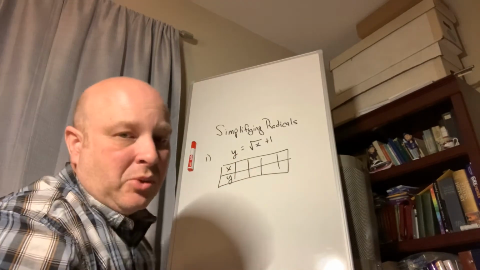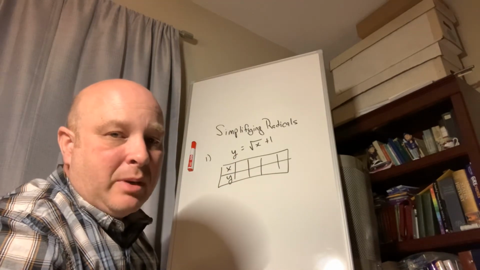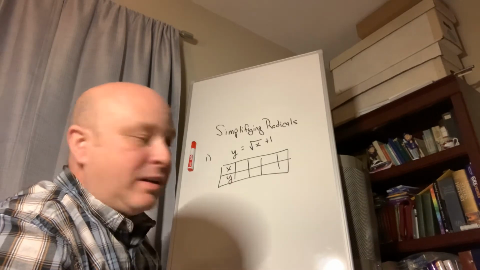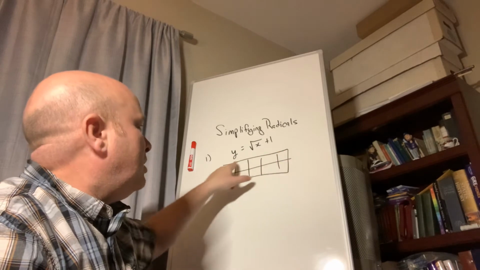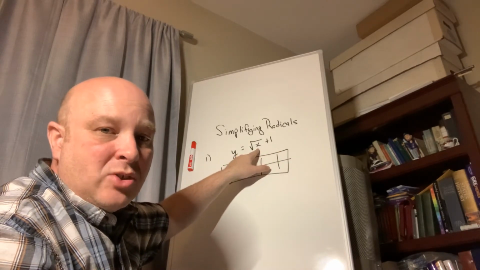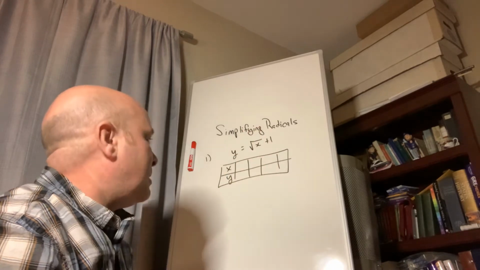This is what my table is going to look like. I'm going to drop in a series of x's, pick a number here for x, put it into my equation up here, and see what y turns out to be. Okay.